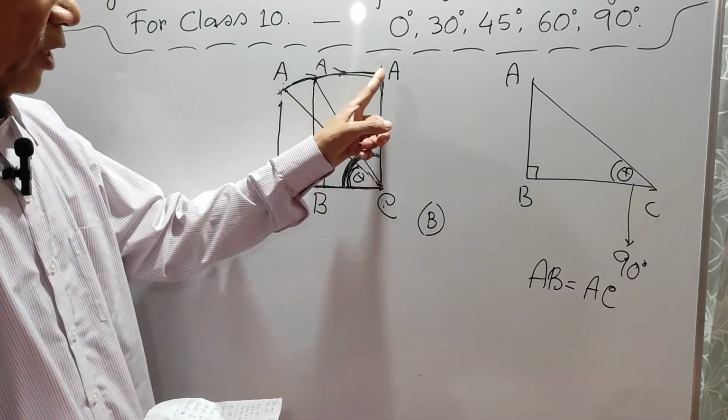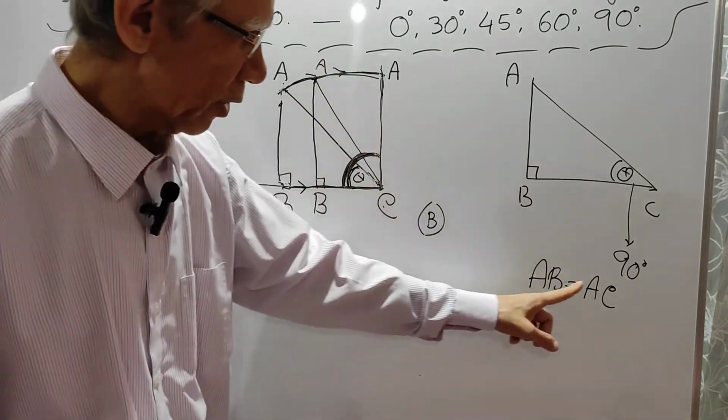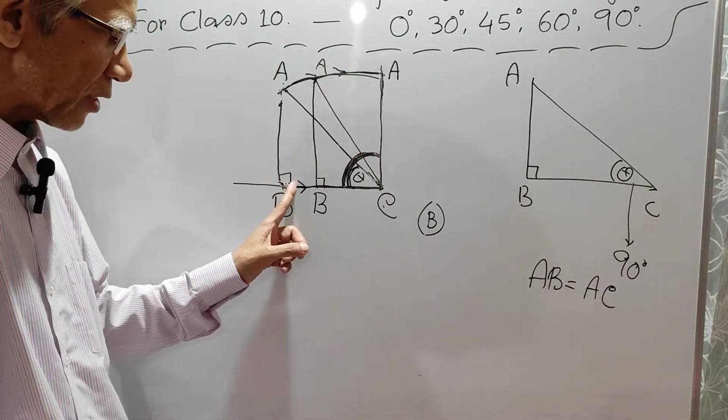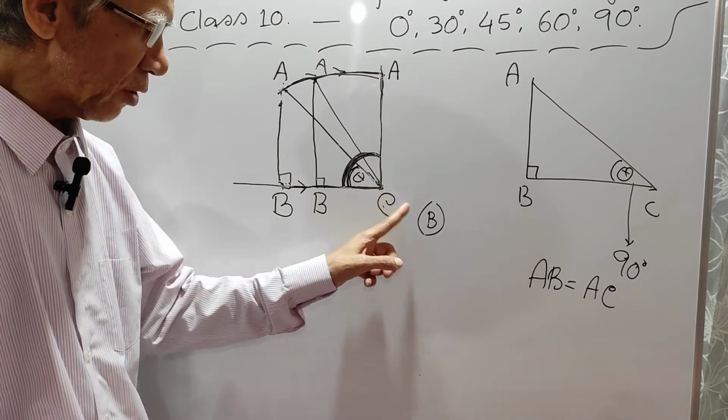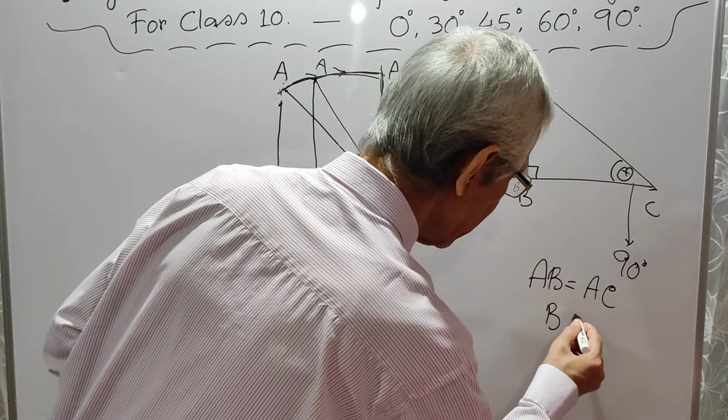So when A comes here, what happens? AB and AC are the same line, so AB equals AC. Now since B has gone and coincided with C, B and C are the same point. Therefore the length of BC will be 0. So BC equals 0.